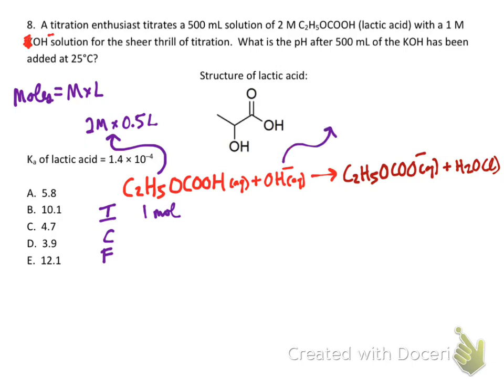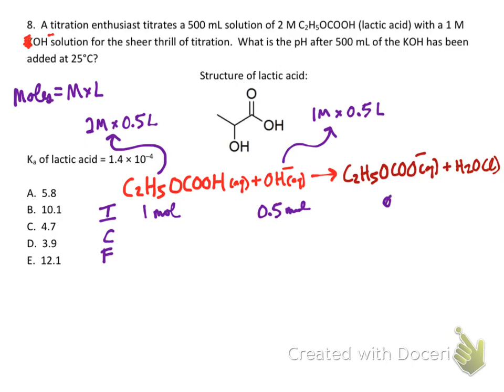Then we'll calculate for the hydroxide. It's 1 molar times 0.5 liters, also 500 milliliters, which is 0.5 mole of hydroxide. At this point, you might recognize that this is a half equivalence point titration, in which case all you have to do is one quick calculation. I'm going to go through the whole ICF table, though, just because it can't hurt.